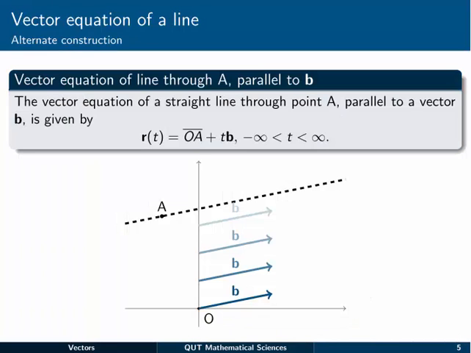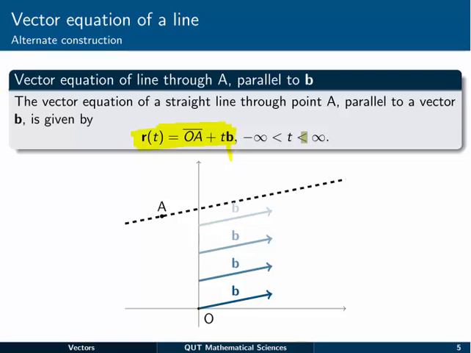Now let's have a look at the vector equation of a line through a point which is parallel to some other vector b. Given this information, we can see in the box that the vector equation of the line, r of t, will be given by the position vector for the point A plus the parameter t multiplied by the vector we need to be parallel to, or b. And again, the parameter varies from minus infinity to infinity to generate all points on the line.